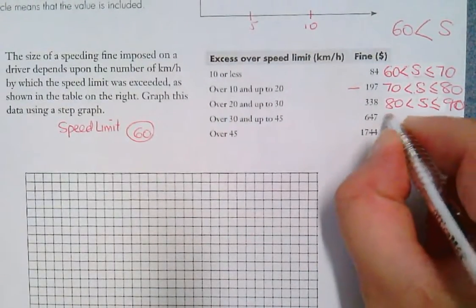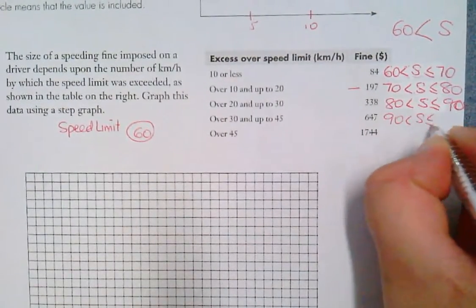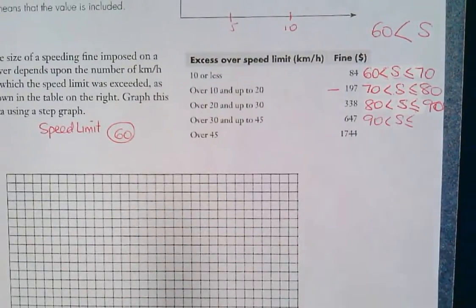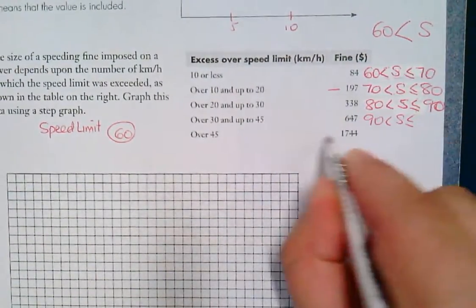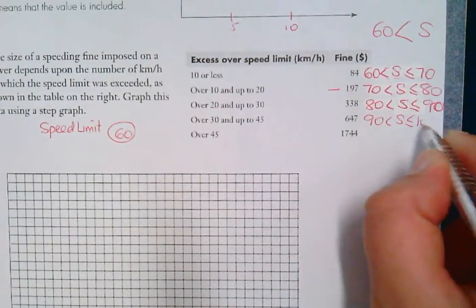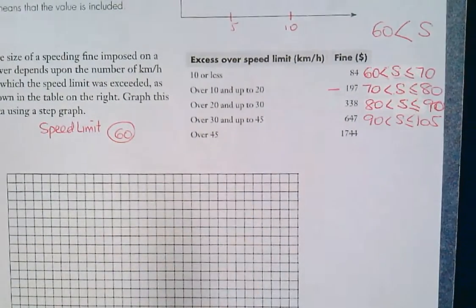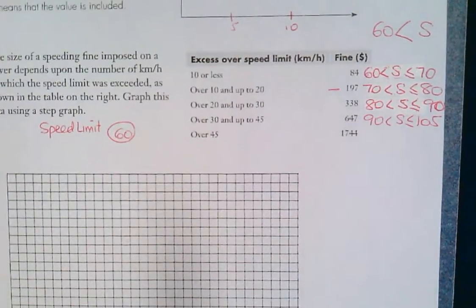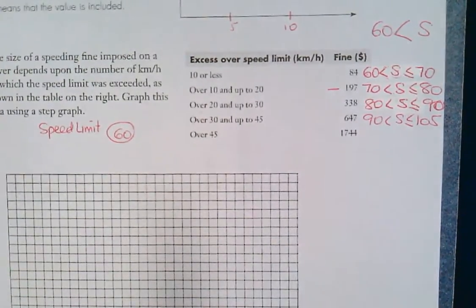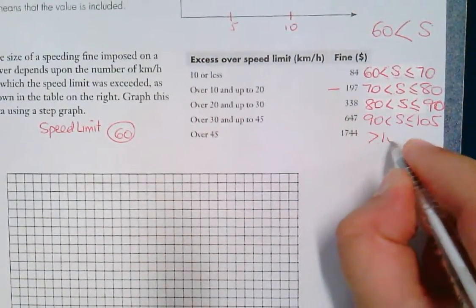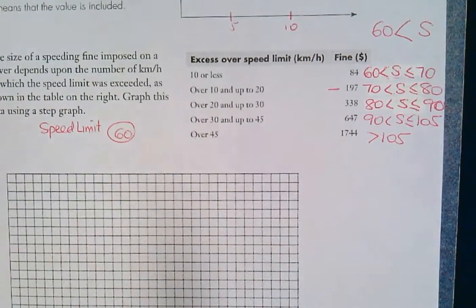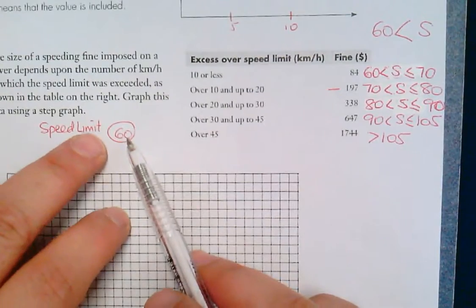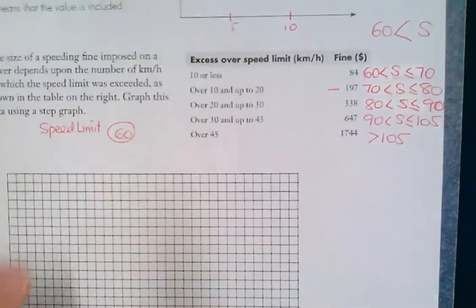This one, greater than 90, but less than or equal to what? 45 now. 45 over the speed limit. What would it be? Yep. And the last one is just anything over 45. It means you're going greater than 105. All right? Anything above that. So this is with an example of, say, 60 as the speed limit.